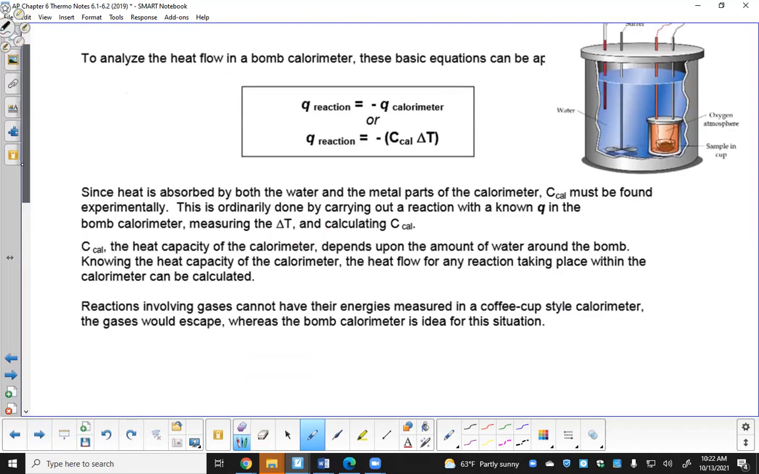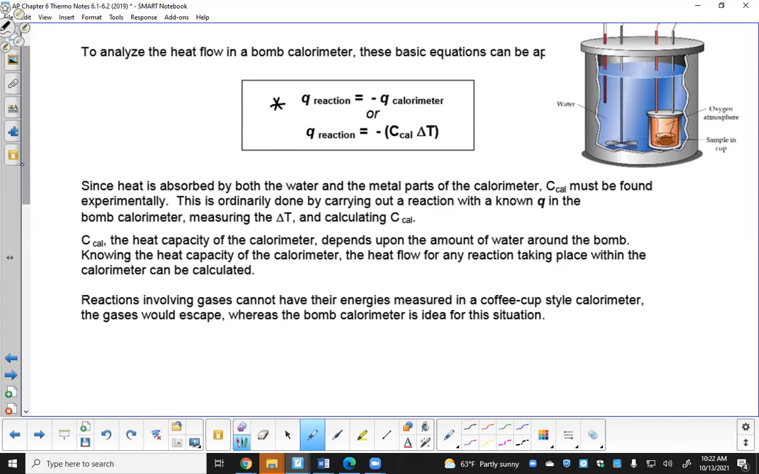To analyze the heat flow in a bomb calorimeter, we still use the same basic principle as we did yesterday. Whatever happens for the reaction is going to be the same magnitude of energy, but just the opposite sign in the calorimeter. But there is one unique difference, and that is how they calculate Q for the calorimeter. Because a bomb calorimeter is not just water by itself. When they do the Q of the calorimeter for a coffee cup calorimeter, it's C, M, and delta T: specific heat of the water, the mass of the water in the calorimeter, and the change in temperature of the water in the calorimeter. But with a bomb calorimeter, they do something a little bit different.